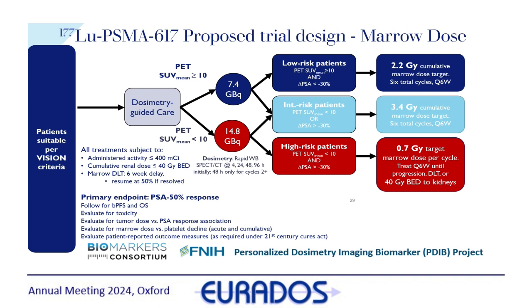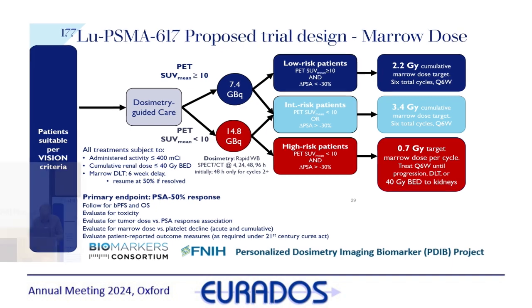But for patients below 10, a factor 10 in SUV, why not give them twice the amount, so 14.8 gigabecquerel. In that case, you really need dosimetry to be sure that you're safe and not over-treating, for instance, the bone marrow and salivary glands. So under guidance of dosimetry, it's suggested to proceed in this kind of therapy. And I think my time is almost finished, so I'll skip to the conclusion.